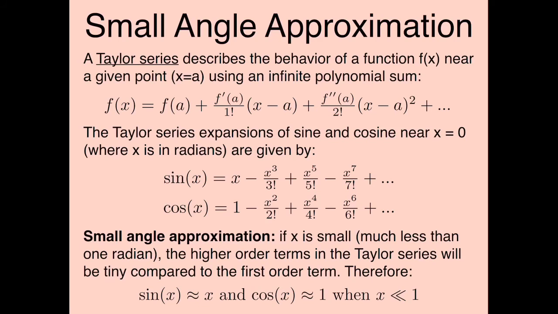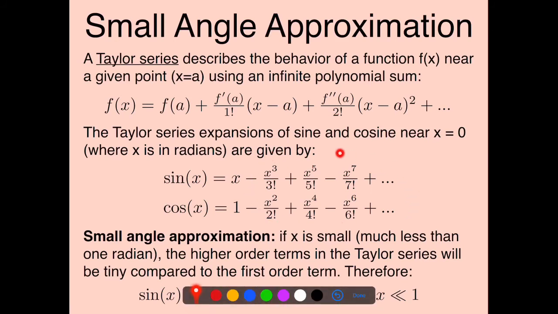Now, if we assume x is very small, meaning we're dealing with a small angle, meaning x is much, much less than 1, okay, then all of these higher order terms, these higher powers of x, are going to be very, very small. If x is a small number, then x squared is an even smaller number. And x cubed is an even smaller number than that. And then x to the 4th is an even smaller number than that. So because we're dealing with small values of x, all of these higher order terms are negligible.